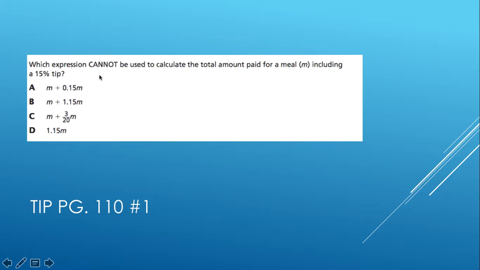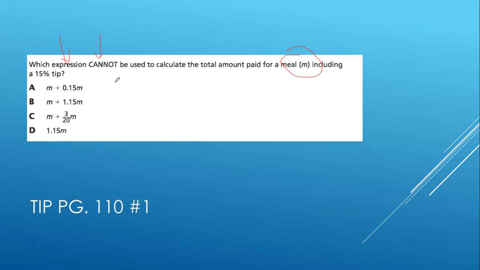All right. Our next problem says, which expression, and the only difference between an expression and an equation is an expression doesn't have equal marks. So you see that there's no equals marks there. Which cannot be used to calculate the amount that we paid for the meal, including the 15% tax. So the M is going to be our meal. Okay, so it says here, meal is M.